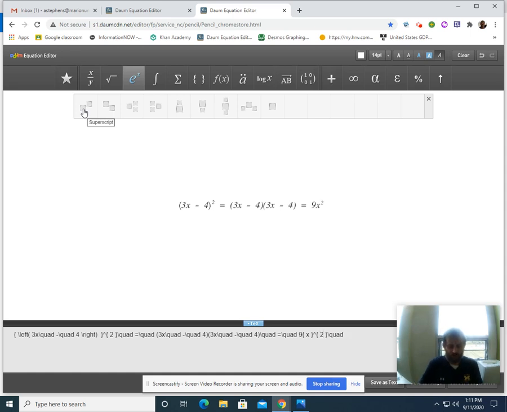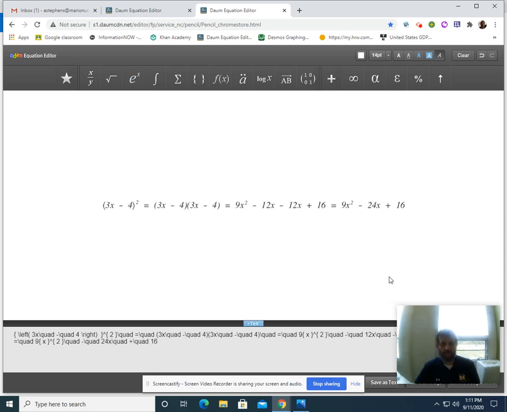And if you use the distributive property, you're going to get 9x squared. Then you're going to get 2 negative 12x's, and they come from the 3x times the negative 4 happening twice. And then you're going to get plus 16. And so when you combine the like terms, you get 9x squared minus 24x plus 16. That's the correct answer.